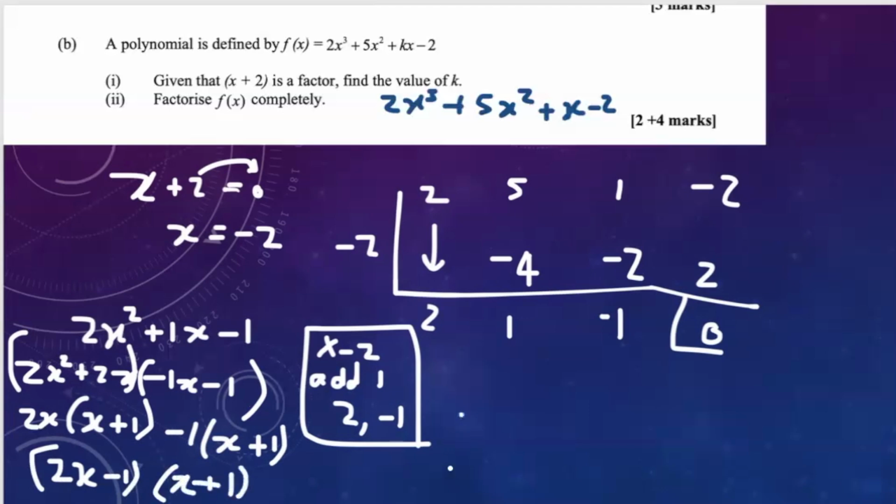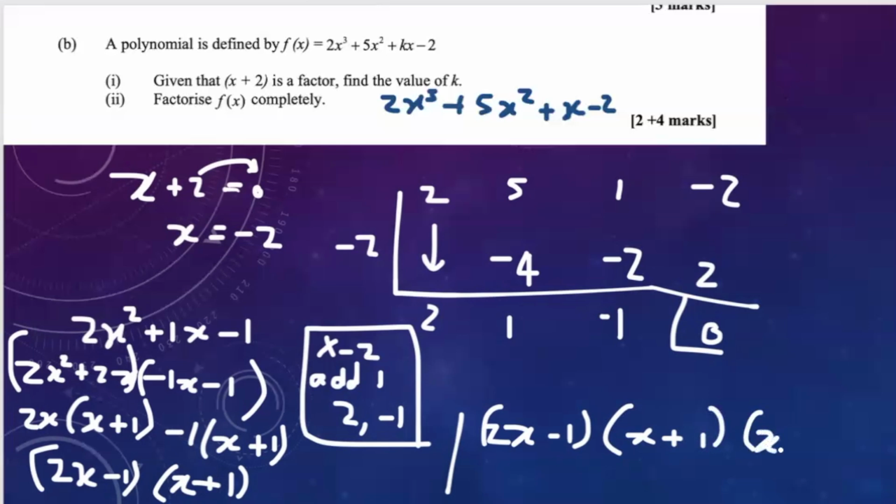So that means factorizing completely, it's 2x, take away 1, x plus 1, and x plus 2. That's it. That's how you factorize completely.